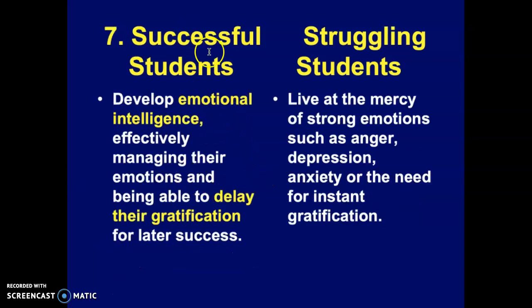Number 7, successful students develop emotional intelligence, which means that they can effectively manage their emotions and be able to delay their gratification. Effectively managing your emotions means that you can identify how you're feeling first and then express it. You can deal with anger and depression and anxiety by doing effective steps to alleviate them and be able to turn your attention back to college.